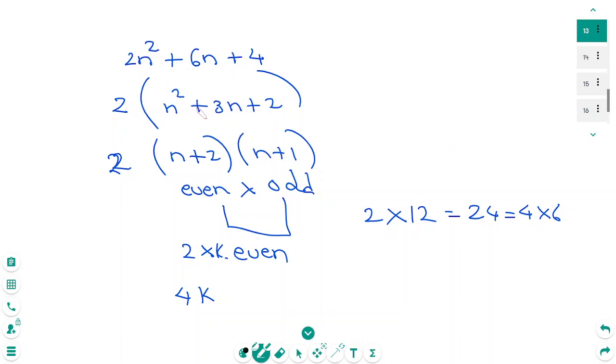You see here I factorize to show it, because I make it a quadratic, and then I factorize. n plus 2 and n plus 1 are consecutive numbers, which means one is even, and I times an even number by 2. An even number can be times by 2. 2 times 2 is 4, so it has to be a multiple of 4, because I factorize the 2 out of the brackets, and one of the factors is an even number. Even number times 2 gives you a multiple of 4.